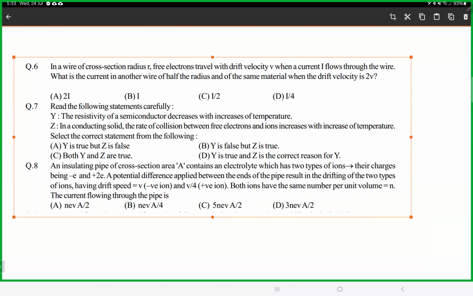Explanation is the number of free electrons will become more, isn't it? In a semiconductor, when you heat, more electrons are released from the atoms, so the number of free electrons will increase, so conductivity increases. The reason is different. Whereas in a conductor, you already have a lot of free electrons, but the collisions will increase. What about C? So both are true, but it's not the correct explanation.